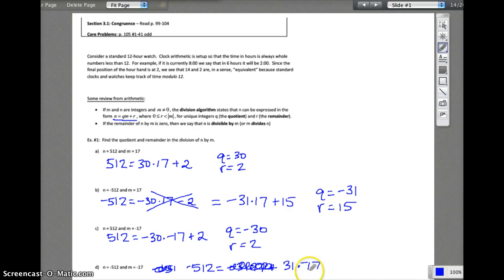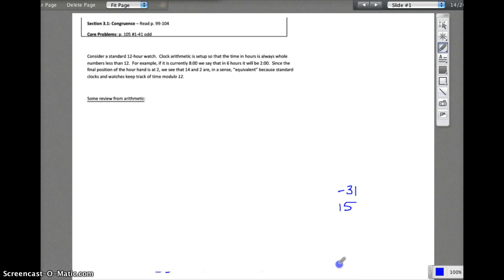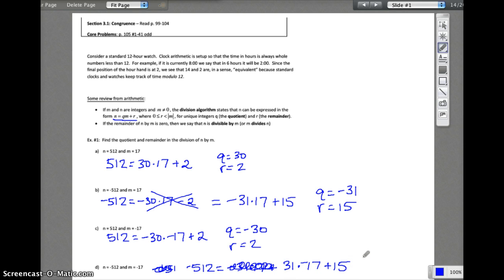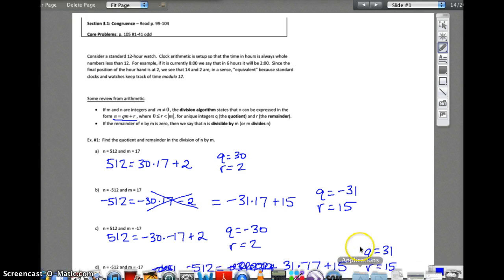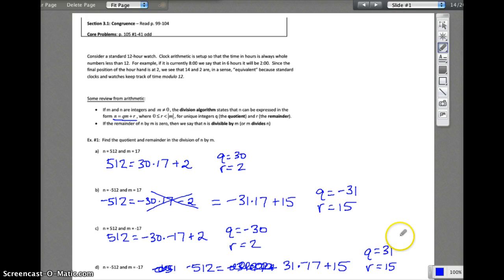This gives us a negative value that's more in the negatives than our negative 512. And then we can add 15. So since our 17 is negative, this time our 31 is positive. So our q is 31 positive, our r is 15 positive. So the positive 31 times negative 17 gives us a negative value, and then our positive remainder of 15.